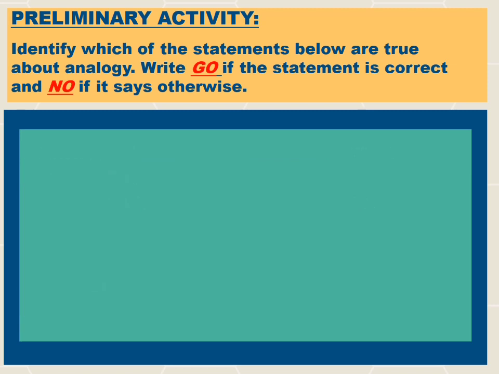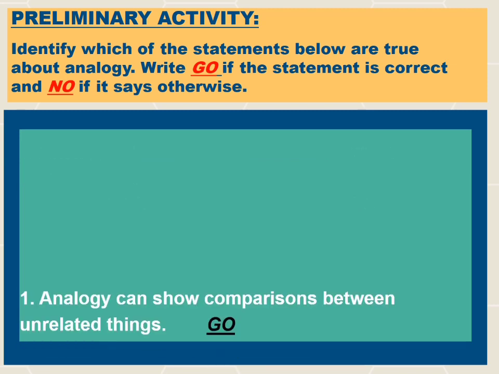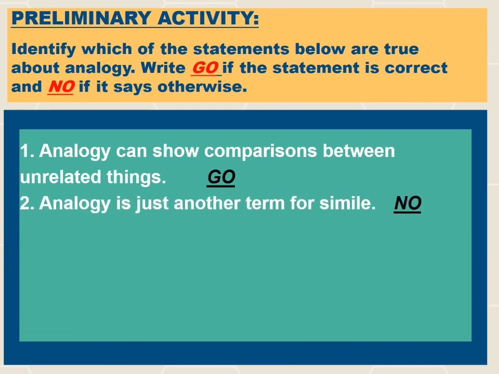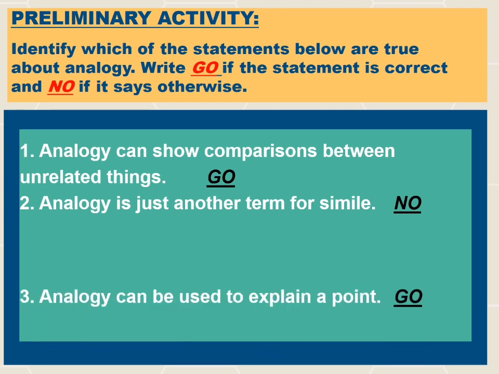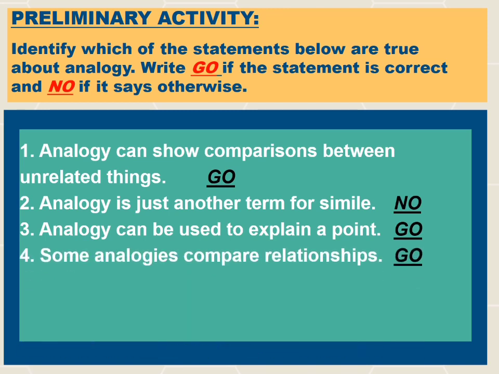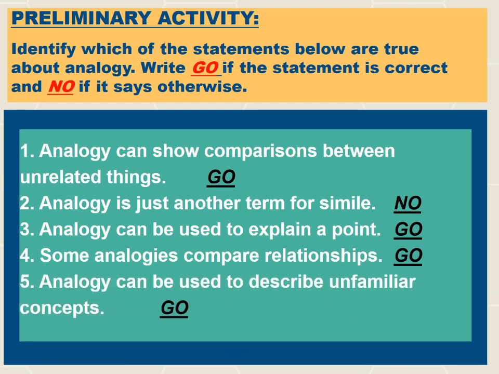Now let us check your answers. Number 1. Analogy can show comparisons between unrelated things. The answer is go. How about number 2? Analogy is just another term for simile. And it is no. How about number 3? Analogy can be used to explain a point. The answer is go. Number 4. Some analogies compare relationships. And it is go. And number 5. Analogy can be used to describe unfamiliar concepts. And it's also go. Congratulations! You have answered all the 5 items correctly.